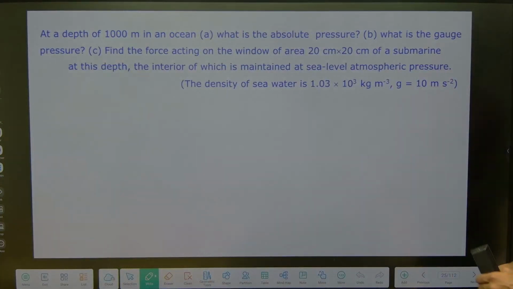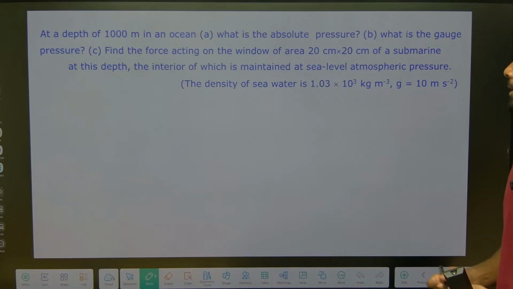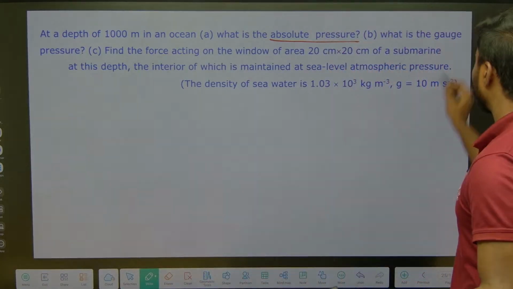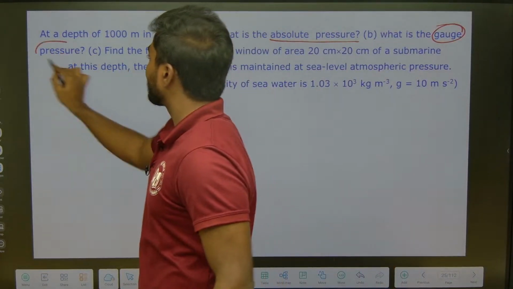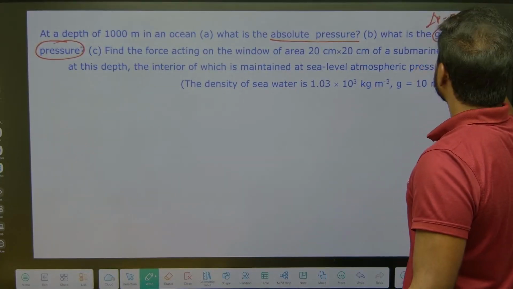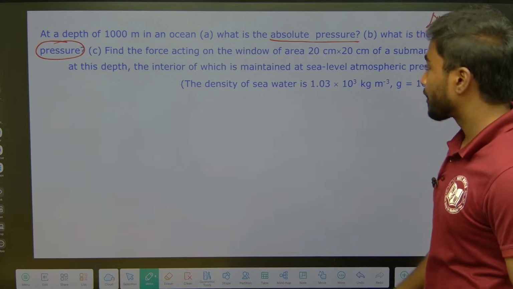So next question: at a depth of 1000 meter in an ocean, what is the absolute pressure? The first question is, what is the absolute pressure? What is the gauge pressure? Gauge pressure we know, right? The delta P, that is nothing but P2 minus P naught, or P minus P naught, right?